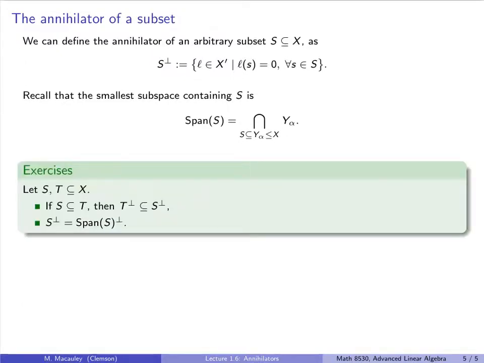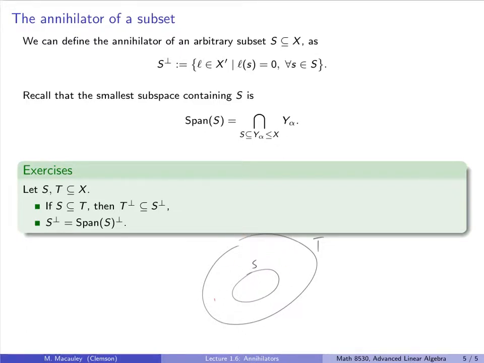So we'll leave as an exercise that the annihilator of a subset is the annihilator of its span. And one helpful fact to prove that, which is also very simple, is that if S is contained in T, then the annihilator of T is contained in the annihilator of S. That's easy to see with a picture. If S looks like this and T is bigger, then it's clear that it's harder to kill off things in T than things in S.